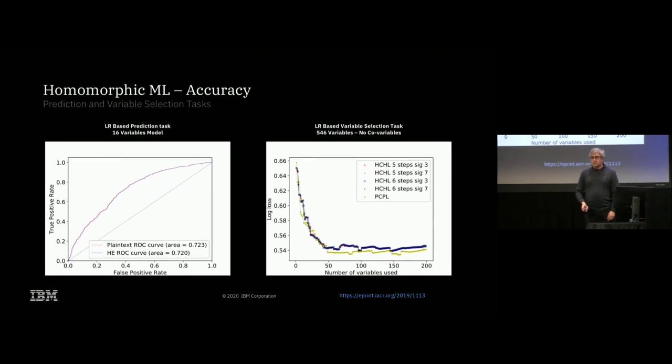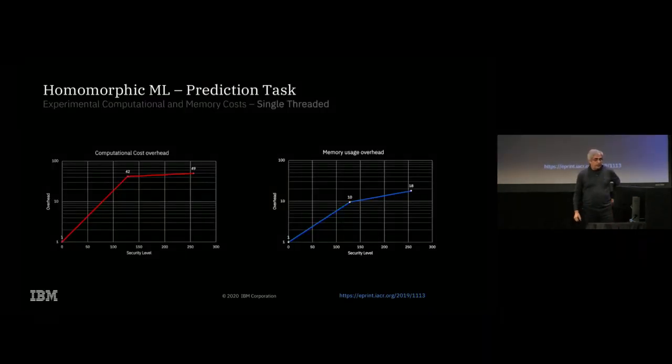The next question you're going to ask me is, well, how long does it take? So this is the computation overhead. Depending on the security level, for 256-bit security it was 50 times. And you're going to say, oh dear, it takes 50 times longer to compute. No, this is pretty good when you're talking homomorphic encryption, right? In 2018, it would be a few hundred times. The memory overhead for the prediction wasn't bad either. It's about 20 times for 256-bit security.